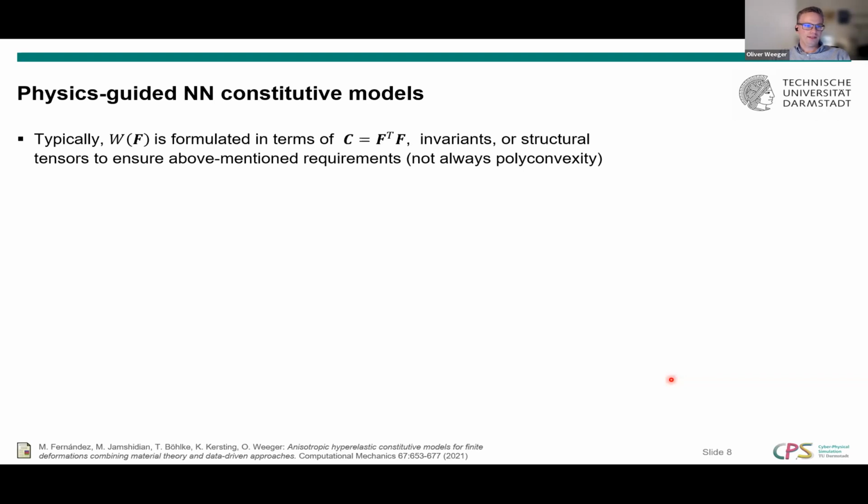Typically, these strain energy functions are formulated not in terms of the deformation gradient F, but in terms of the right Cauchy-Green tensor C, because in this way we automatically get objectivity, or in terms of certain invariants of C, which then allows us also to include material symmetry conditions, which we can also include using structural tensors. And typically, all of these conditions are fulfilled by the common strain energy functions that are formulated analytically, but not always the polyconvexity or ellipticity condition.